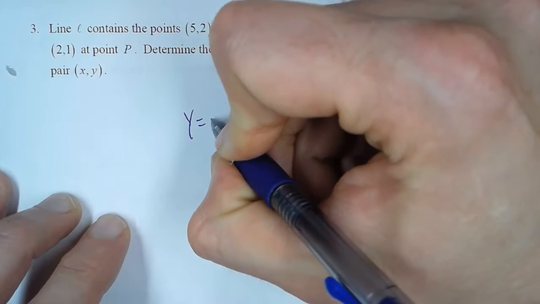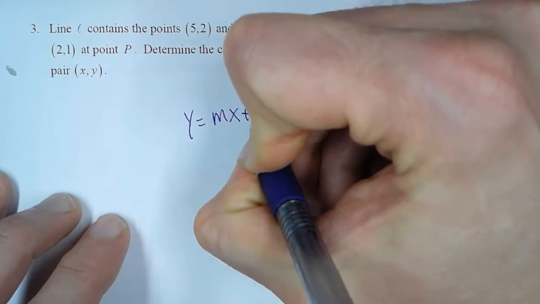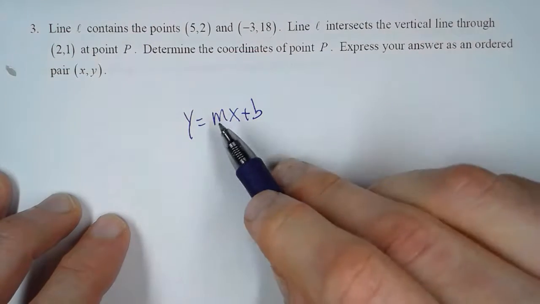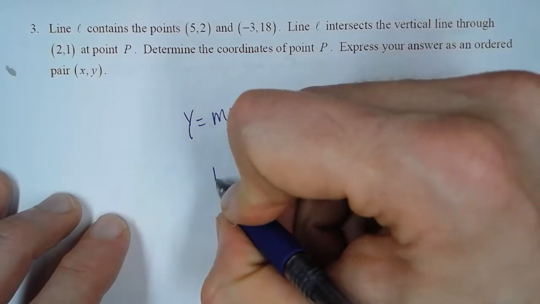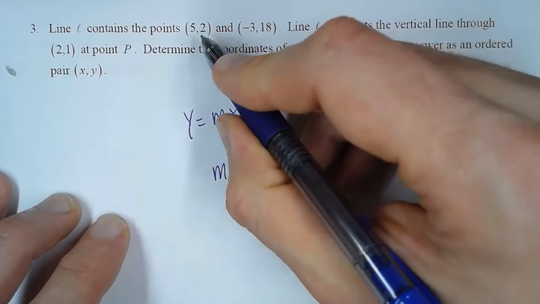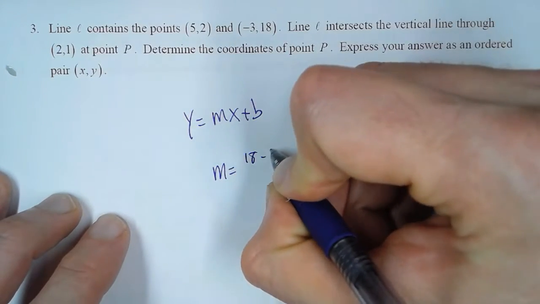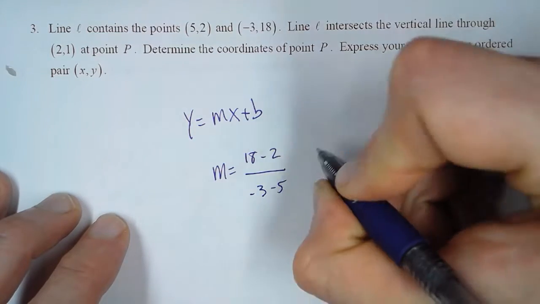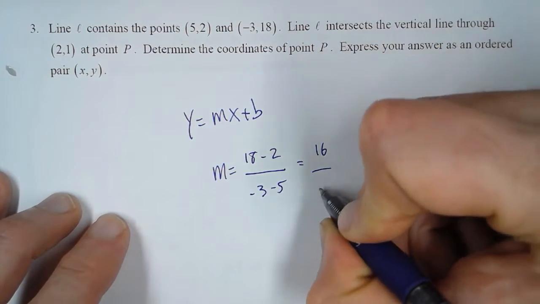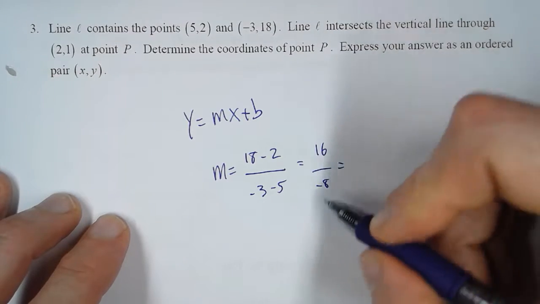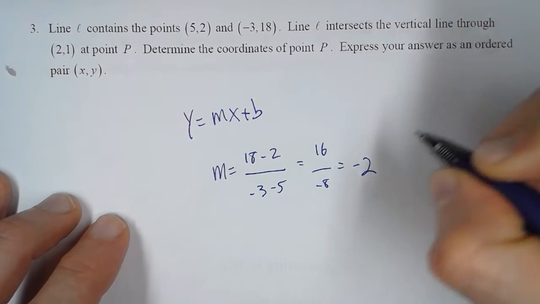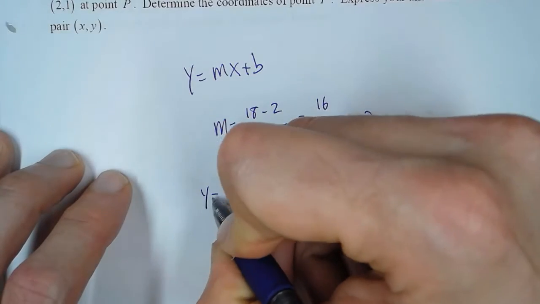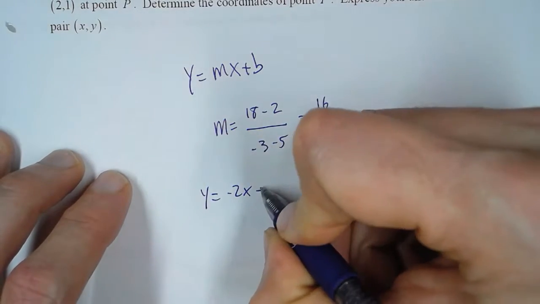So we want to figure out what the equation of this is, and we'll do this in slope-intercept form. To do that first, we need to find the slope. So that is y2 minus y1 over x2 minus x1. So that's 16 over negative 8. 16 over negative 8 is negative 2. So our equation is y equals negative 2x plus b.